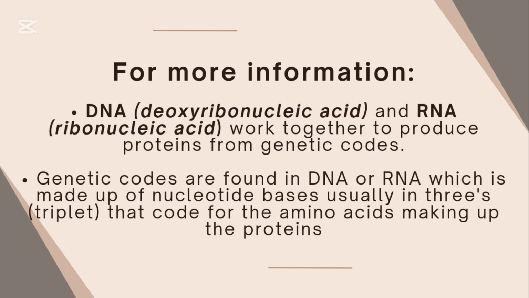For more information, DNA or deoxyribonucleic acid and RNA or ribonucleic acid work together to produce proteins from genetic codes. Genetic codes are found in DNA or RNA, which is made up of nucleotide bases, usually in triplets, that code for the amino acids making up the proteins.